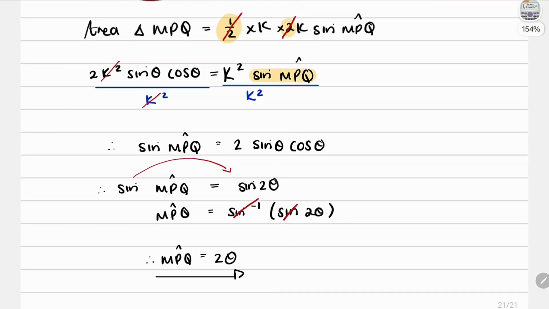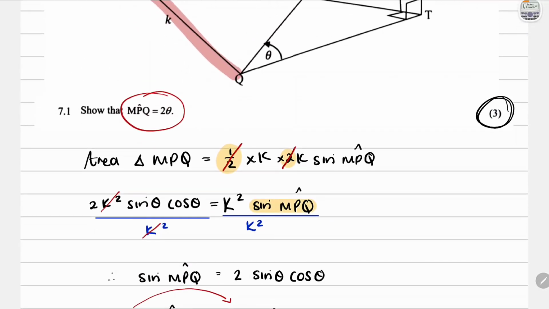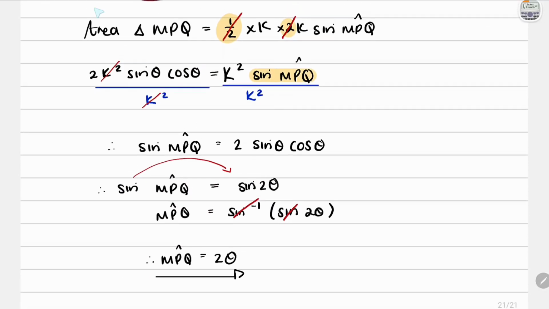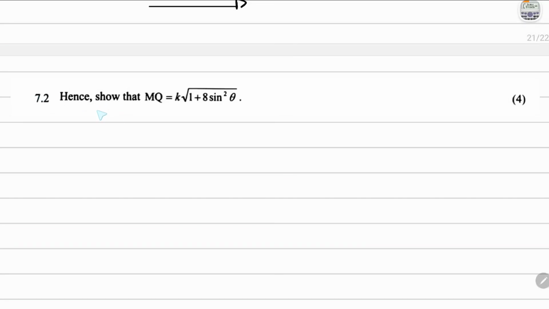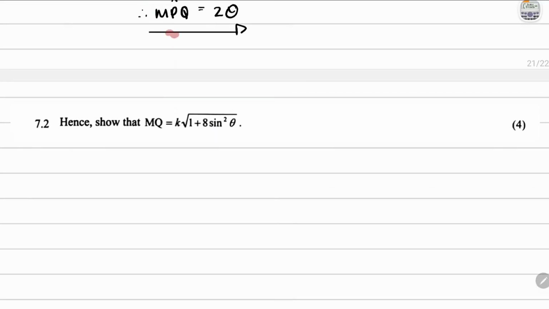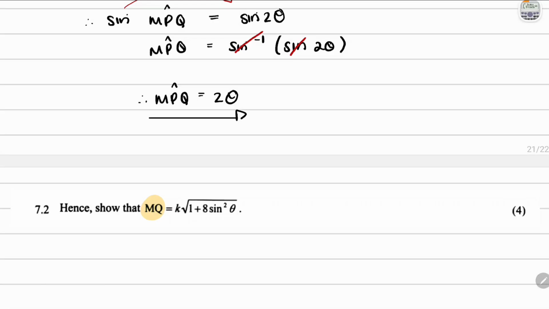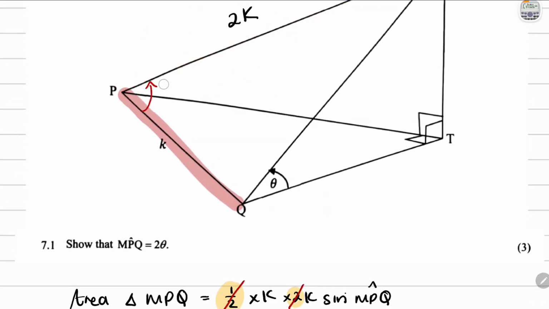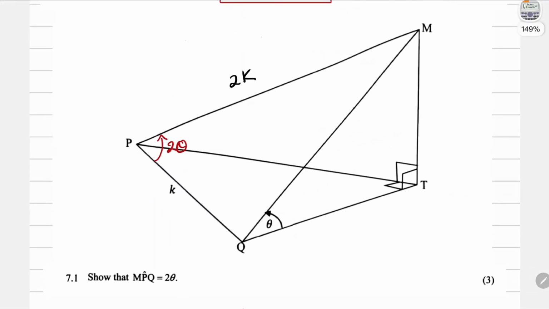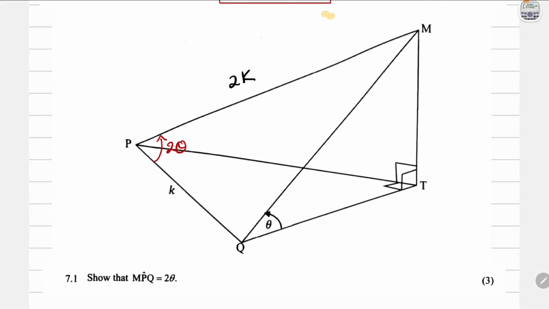Okay, so that is the first question. That was 3 marks. Moving on to the next question. The next question, 7.2 says, hence, show that MQ is equal to k times the square root of 1 plus 8 sine squared theta. Okay, so we're really just trying to solve for MQ and ensure that it looks like that. So let's actually fill in our diagram. Since we already found out that this is 2 theta, let's fill that in over there. So we know now this one over here is 2 theta. This is what we have so far, and we need to find MQ.